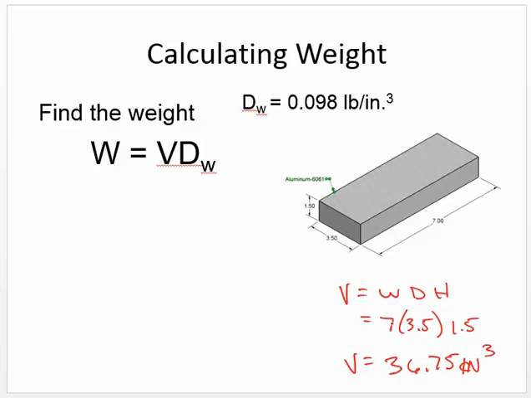Now with this then, that becomes my volume, so my weight can be found by taking my volume of 36.75 and multiplying it by the weight density, 0.098. And now the weight here turns out to be 3.6 pounds.